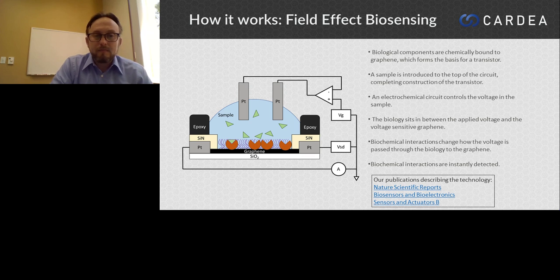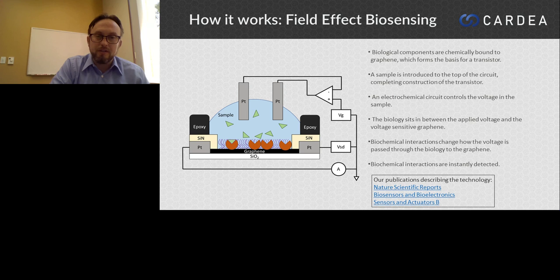In the beginning, we have our same orange Pac-Man shaped proteins. That's our biology. It's the biological components, could be an antibody, could be a peptide, as in Nir's case, could be a piece of DNA. Those are chemically bound to graphene, which forms the basis for a transistor, which is just an electrical device to measure current. The sample is introduced on top of the biology and graphene, and this actually forms part of the circuit. The circuit is completed after the sample is added.